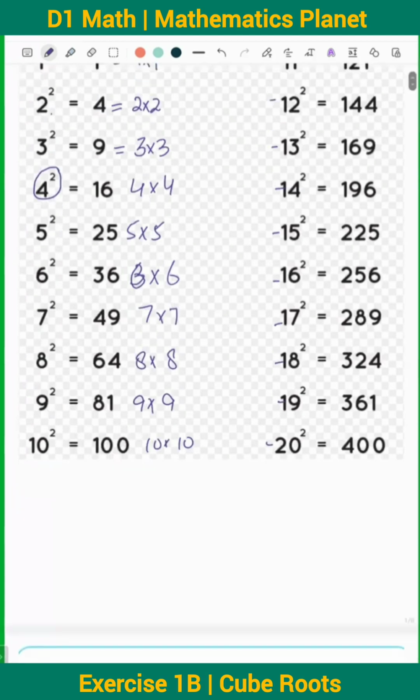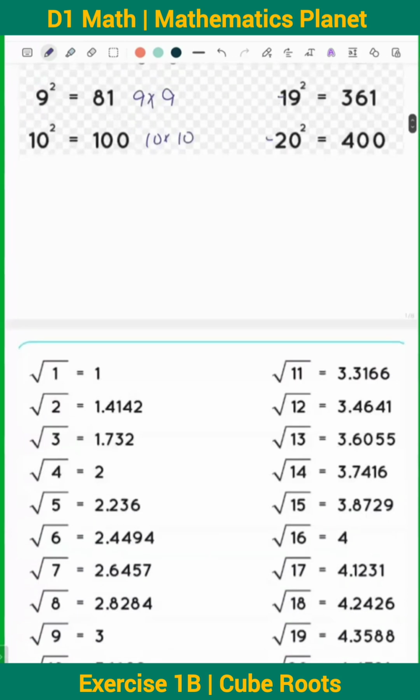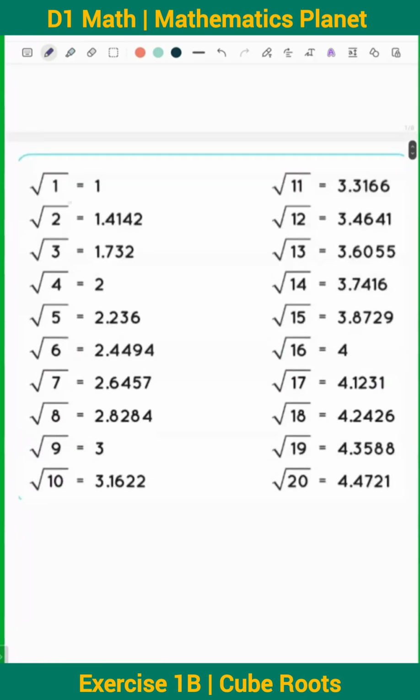But now what about square root? You can see this picture. The square root of 1 is 1. Now what is square root? You have to multiply 1 two times. So you can cancel the square with square root, so you get the answer 1.